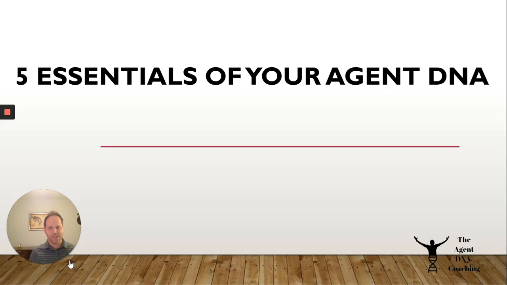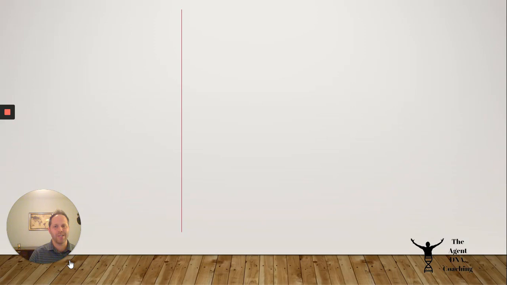Okay, so let's go ahead and jump into the 5 essentials of your agent DNA. The first part of your agent DNA that is an absolute must is you have to have a map. Most of you can probably see over this shoulder here that I've got a map in the background over my main desk.